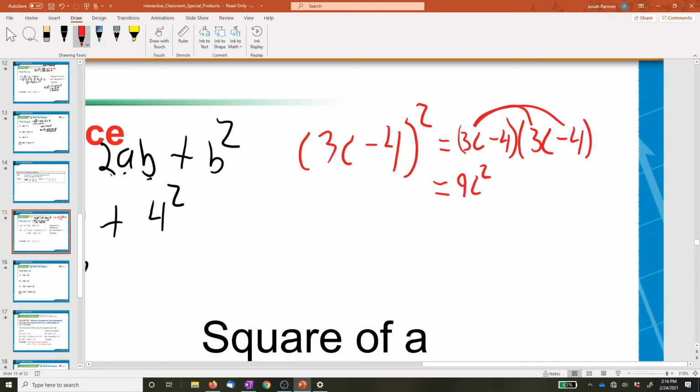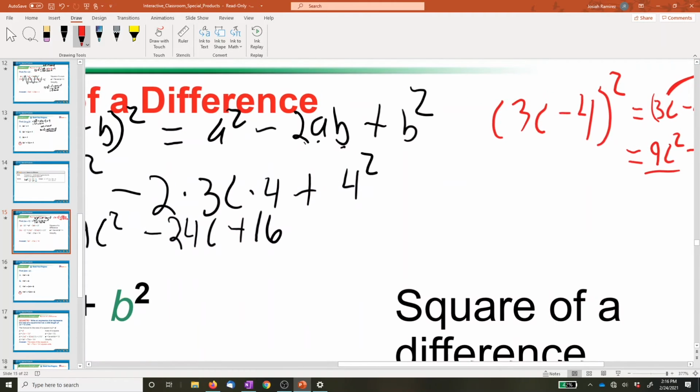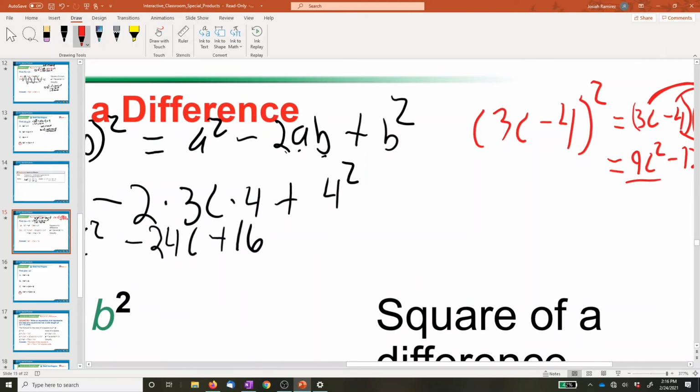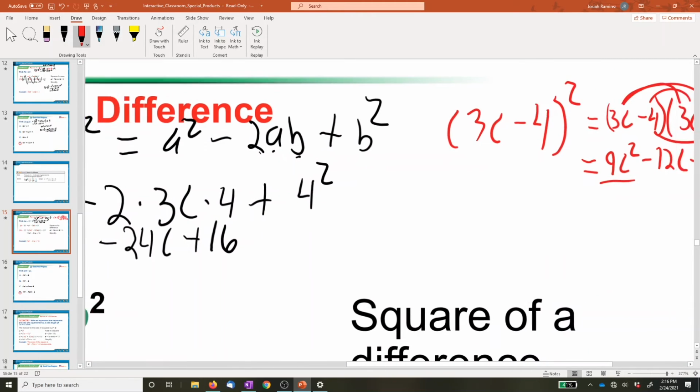Then let's do the next part. 3c times negative 4 makes negative 12c. Negative 4 times 3c also makes negative 12c. Finally, we have to do the negative 4 times the negative 4, which is negative 4 squared, which is plus 16. So already we can see that we already have the first thing squared and the second thing squared, which is a squared and b squared. And no, this is not related to the Pythagorean theorem at all.